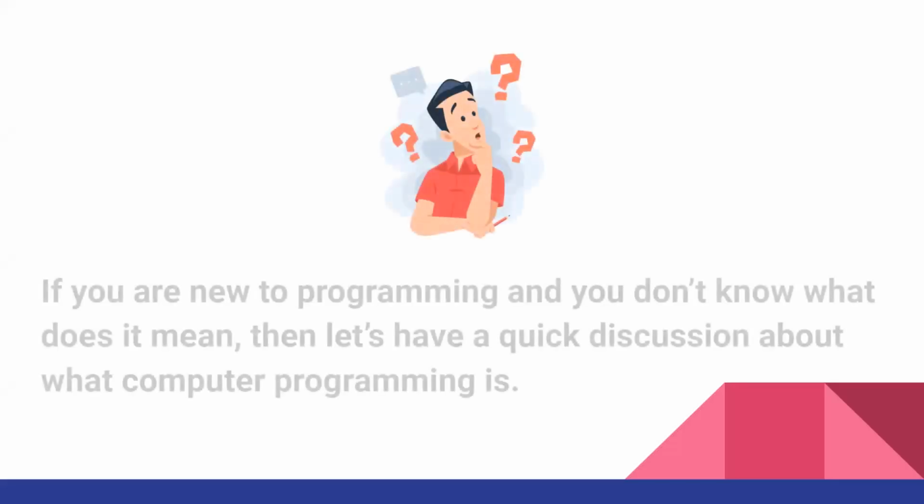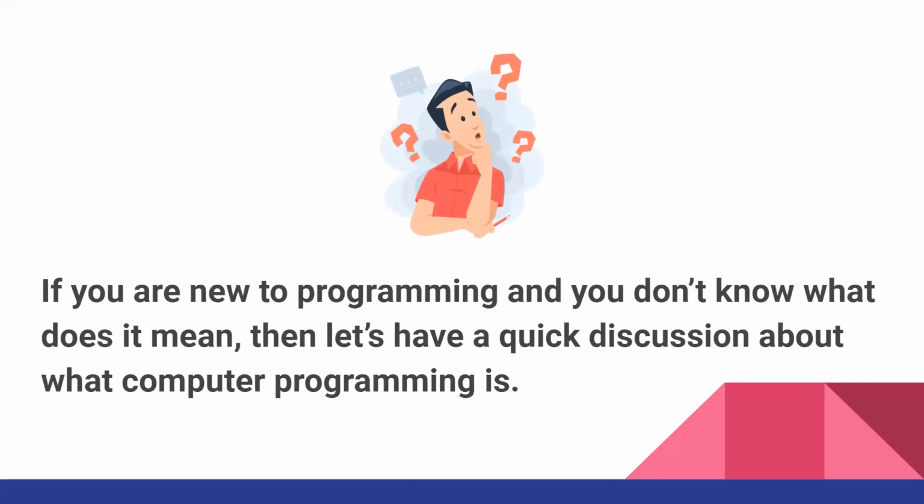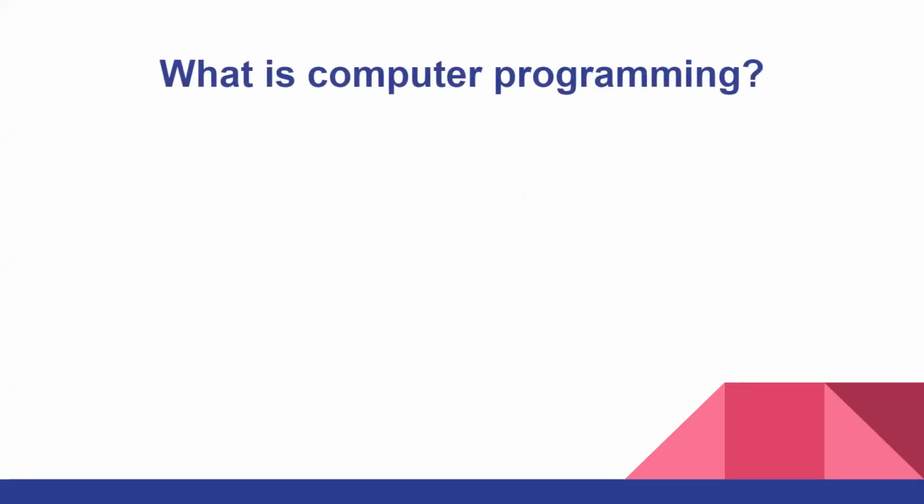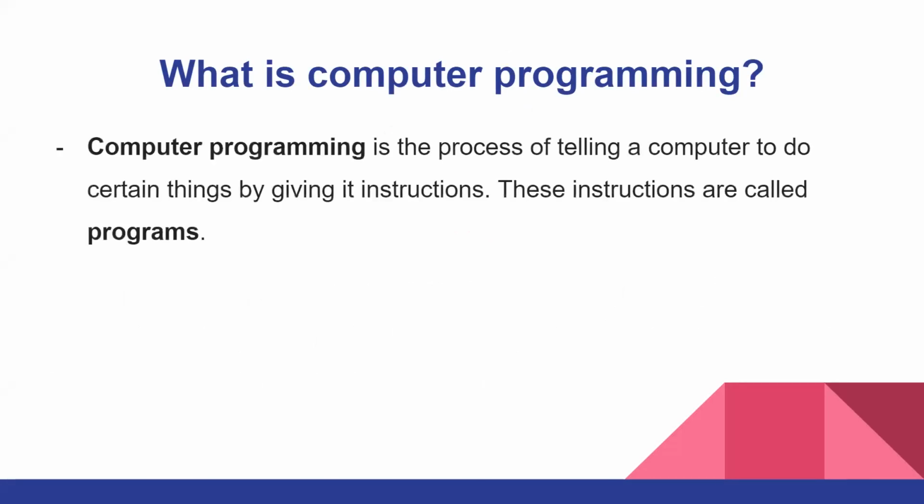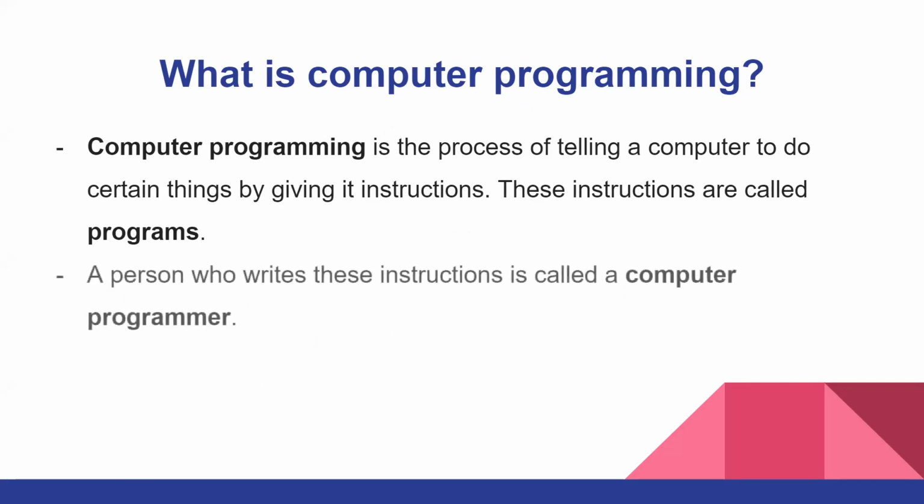So, if you're new to programming and you don't know what it means, then let's have a quick discussion about what computer programming is. So, what is computer programming? Computer programming is the process of telling a computer to do certain things by giving it instructions, and these instructions are called programs. A person who writes these instructions is called a computer programmer.